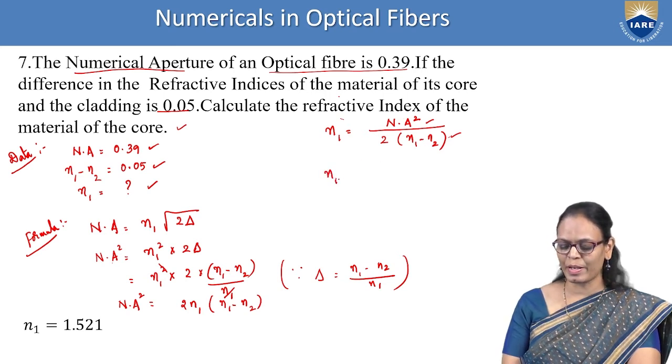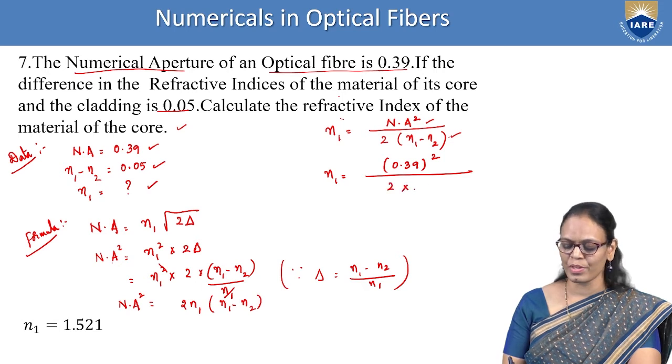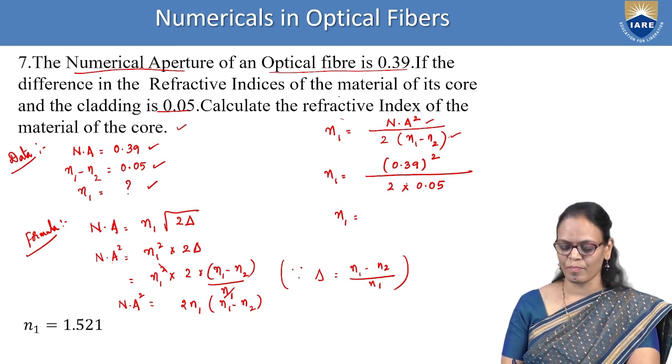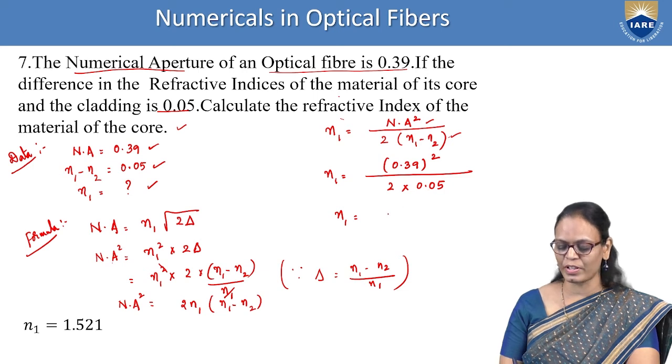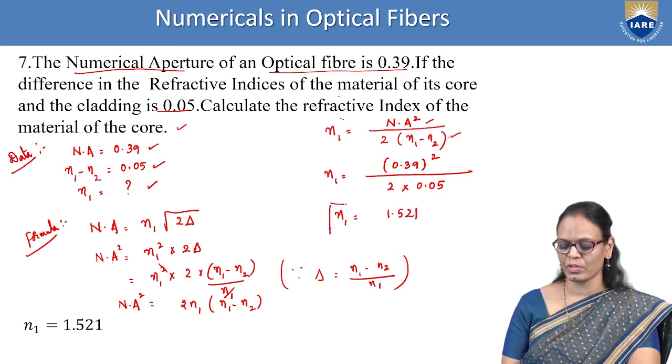So N1 will now be equal to 0.39 whole square upon 2 into 0.05. I can simply write it as 0.39 whole square by 2 into 0.05, which will give us 1.521. So the refractive index of the core is 1.521.